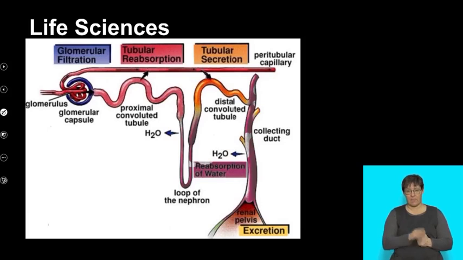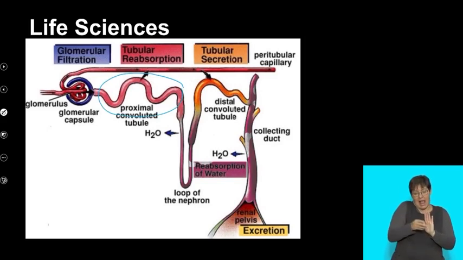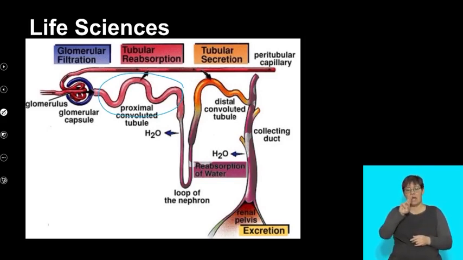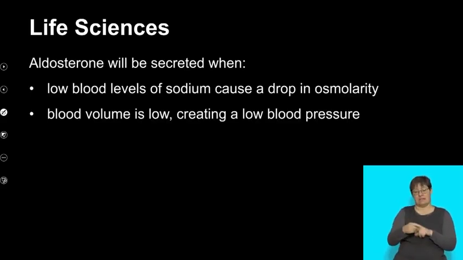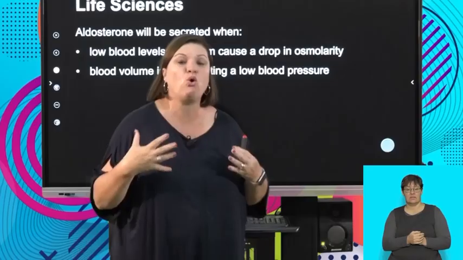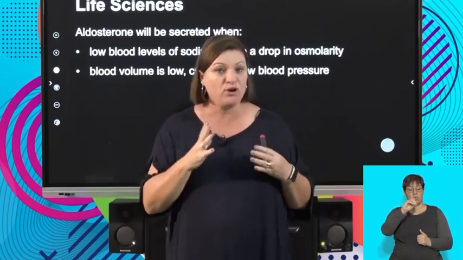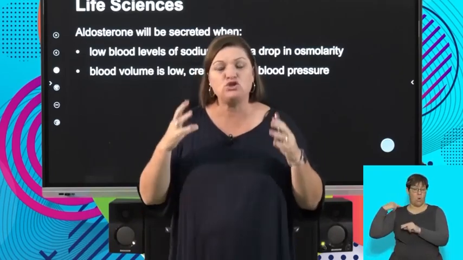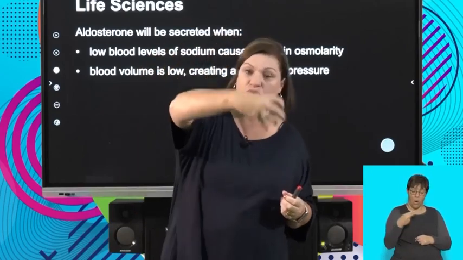So if we have a look, remember how the nephron works. We looked at glomerular filtration. We looked at tubular reabsorption and tubular secretion. And when we have too little salt, our body needs to reabsorb. So if we look at tubular reabsorption, salt is obviously one of the things we are going to reabsorb. So guys, what happens is that when we have too little salt, the hormone aldosterone is going to be secreted.